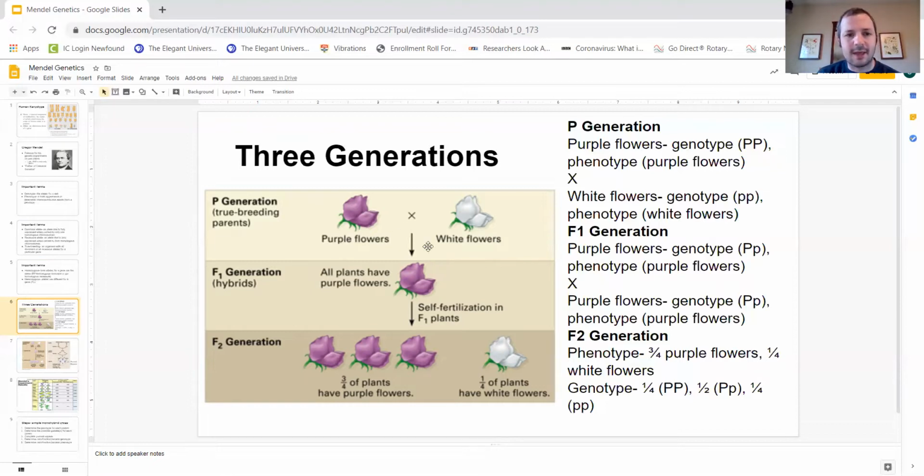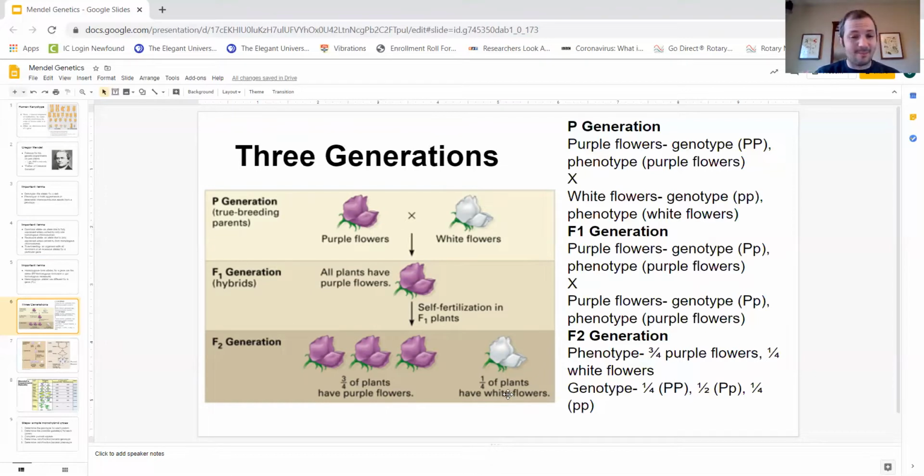And then he bred them together to create what he called the F1. These F1 plants all looked like one of the parents. In this case, purple flowers, no white flowers. But when he took his F1 generation and bred them with other F1 plants, something strange happened. He got purple flowers, but he also got white flowers. So white was able to go from one generation, skip, and go to another.